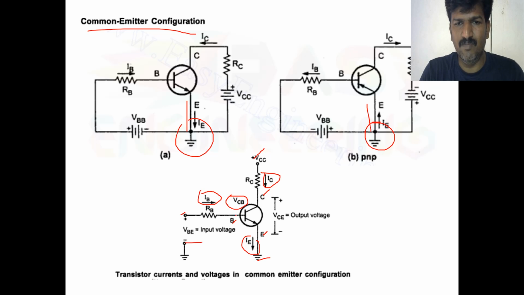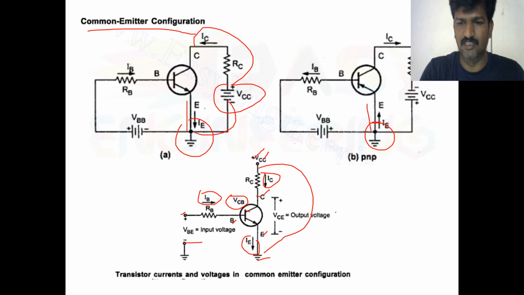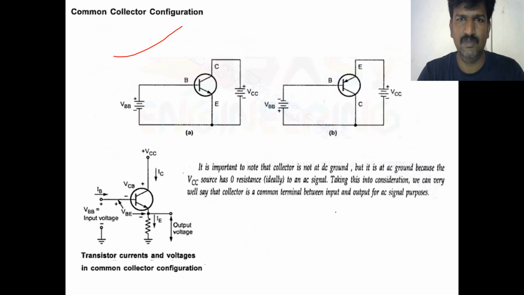To make the base to emitter junction forward biased, and to make the collector to base junction reverse biased, you have to place the voltage here. Just see, the collector has the positive voltage. The negative is connected to ground here. Same like this for the PNP transistor also.